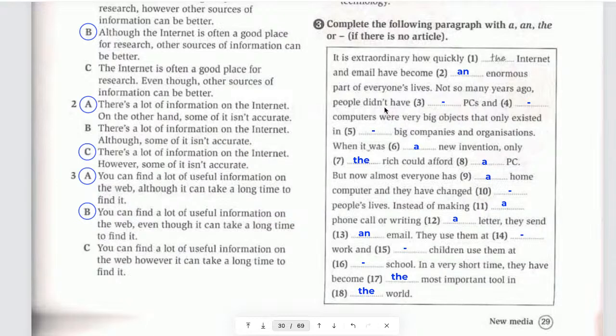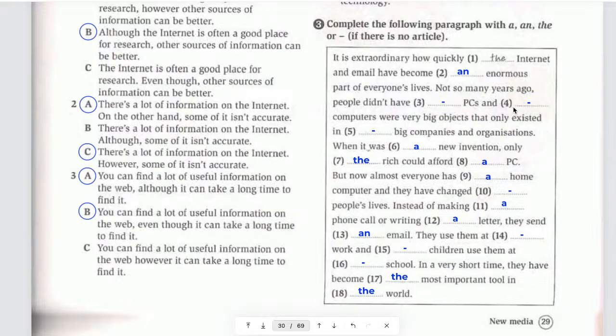Okay. Now, why don't we use anything before PCs? Yeah, that's right. That is the first point of don't use the in our book, right? When you are talking in general with an uncountable noun or with plural nouns, we don't use the. We don't use any article here. So we are talking about PCs in general, that means all PCs in the world. So that's why we don't use anything here.